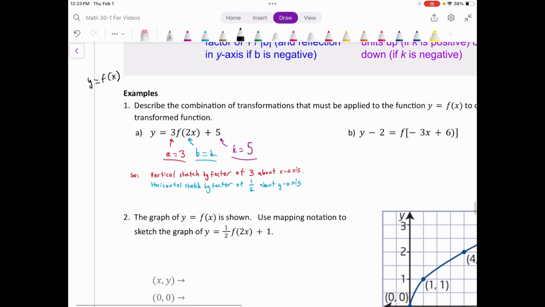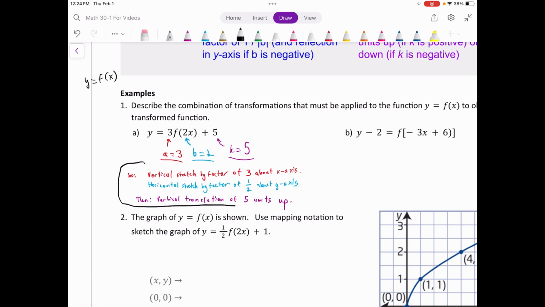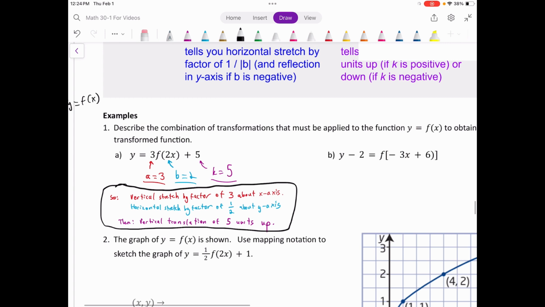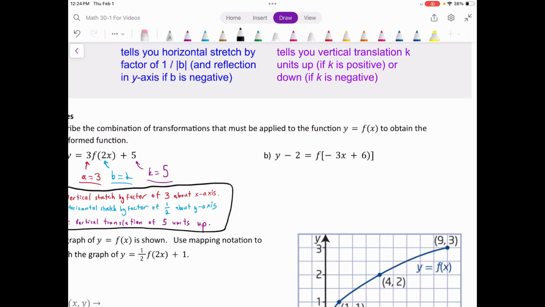as long as all stretches and reflections are taken care of before any translations. So then, and I'm going to emphasize then because it has to come after, then a vertical translation, because K causes a vertical translation. We're adding 5 to all the y values. So a vertical translation of 5 units up. And there we go. That is what we would need to do. Vertically stretch by a factor of 3, horizontally stretch by a factor of 1/2, and then vertically translate 5 units up. Okay, moving on to this one here.